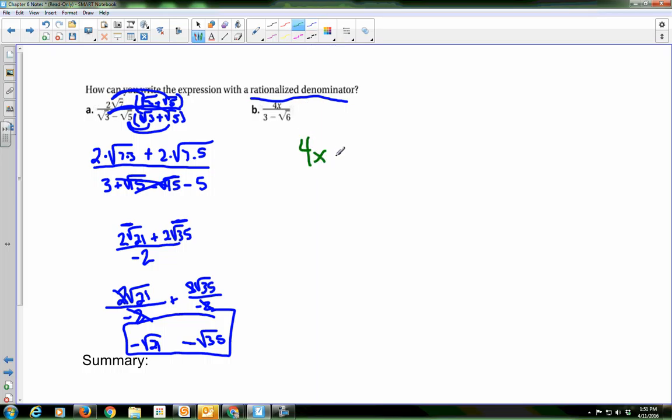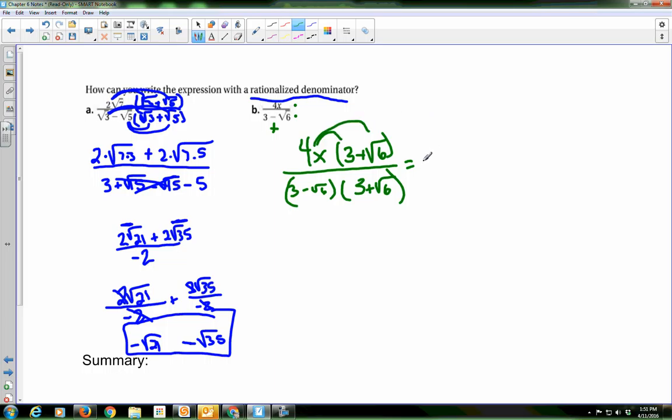Last example. If we are going to multiply the top and the bottom by the conjugate, that's the positive version of this, so it's 4x times 3 minus root 6, and then plus, its conjugate, 3 minus root 6 times 3 plus root 6. So essentially, 3 plus root 6 over 3 plus root 6 is 1, and it's like I just multiplied by 1. Let's go ahead and distribute this out. 4x times 3 is 12x, and 4x times root 6 is 4x root 6. 3 times 3 is 9. 3 times root 6 is 3 root 6. Negative root 6 times 3 is negative 3 root 6. And negative root 6 times root 6 is negative 6.